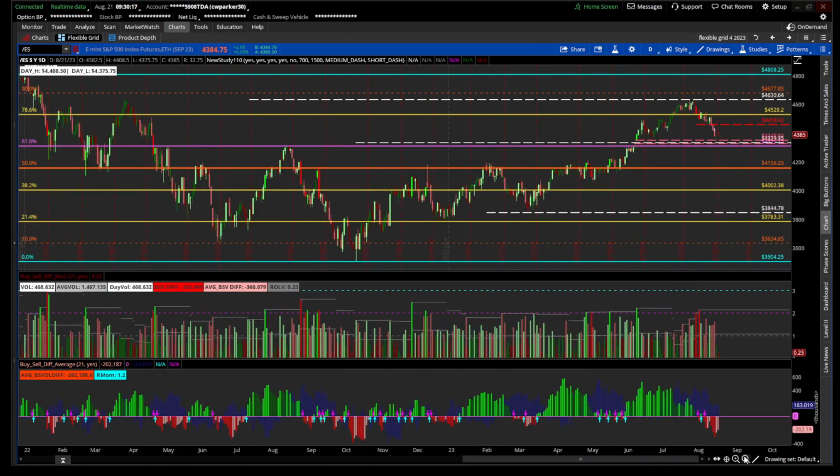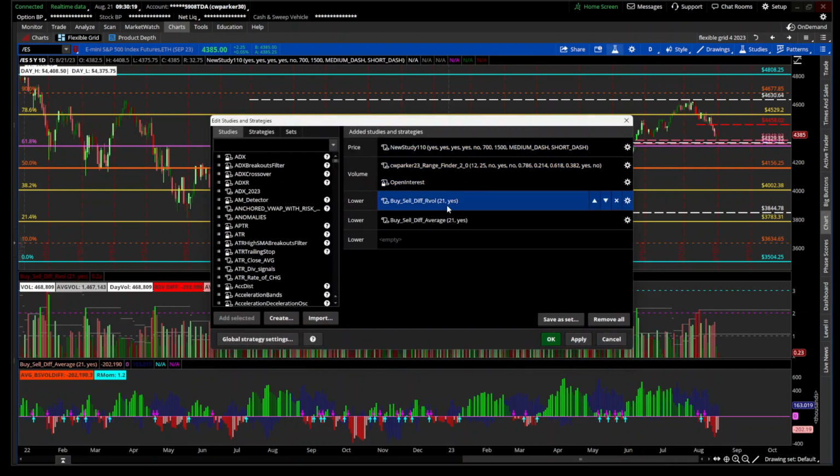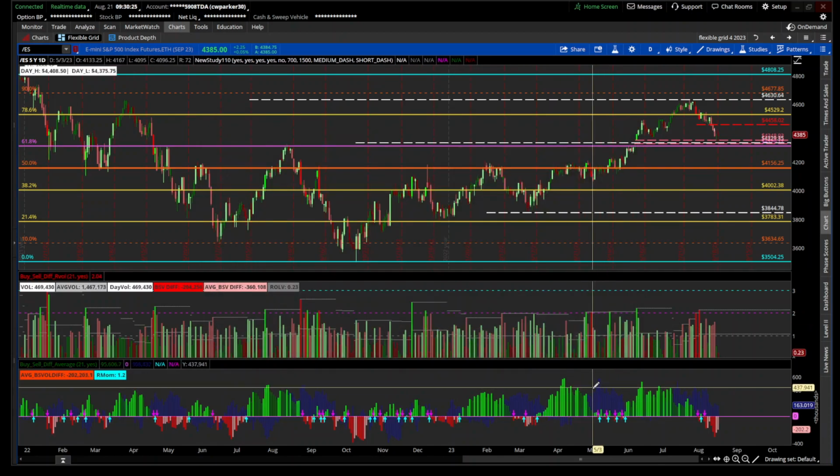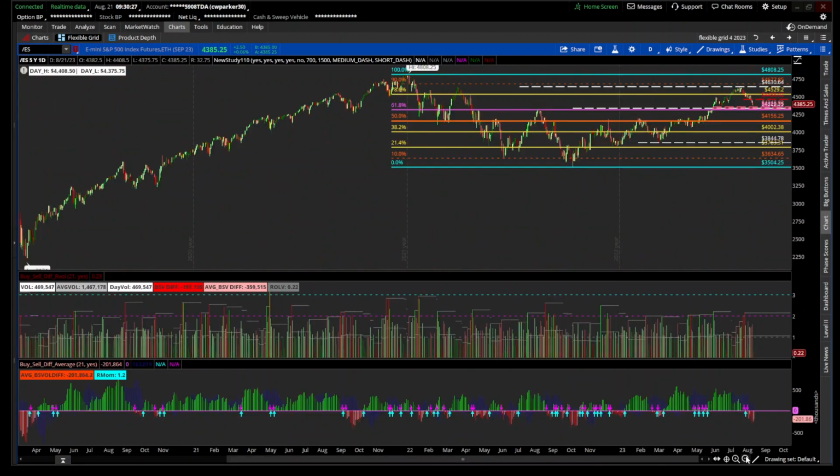So this is a relative volume buy sell diff relative volume indicator, and this is the average that goes along with it.